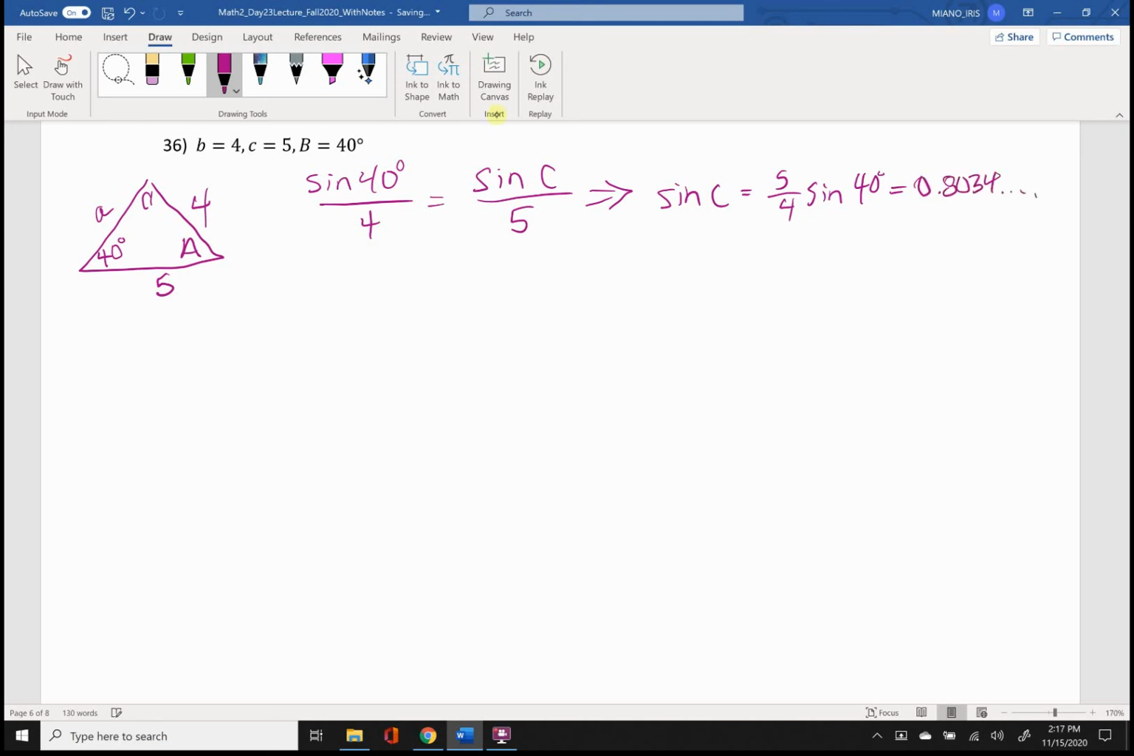Yes, the sine of C is less than 1. So we know it's a triangle, right? Cool. Proceed. All right, so now do your sine inverse of both sides. So you'll get C therefore equals sine inverse of 5/4 sine of 40 degrees.